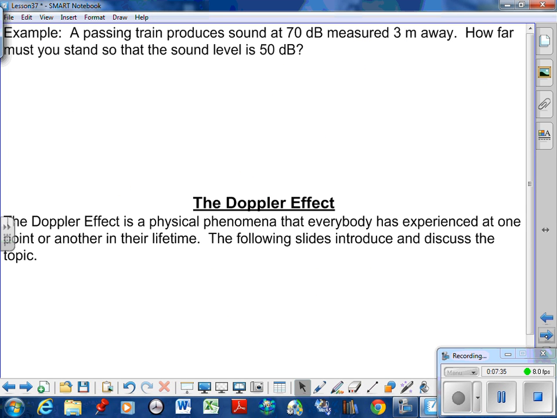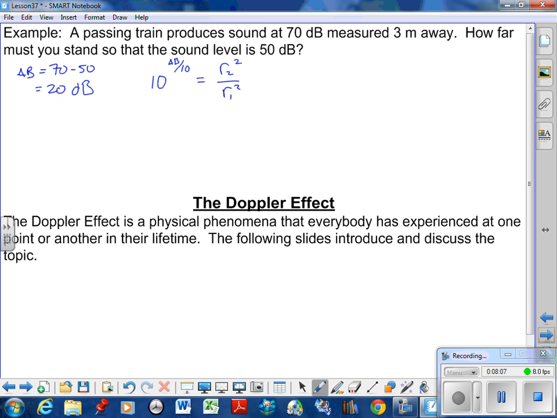One last example then. A passing train produces sound at 70 decibels, measured 3 meters away. How far do you have to stand so that the decibel level is 50? So we have a change in decibels. So we got to take that into account. So 70 minus 50 is 20 decibels. We're going to be using this relationship right here, equals, and we got a change in distance.